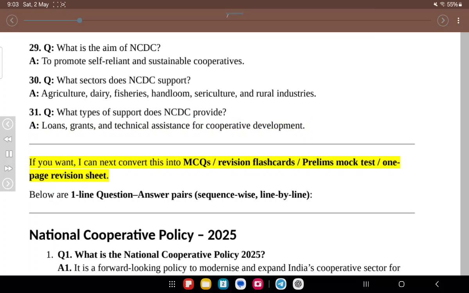If you want, I can next convert this into MCQs, revision flashcards, a prelims mock test, or a one-page revision sheet. Below are one-line question-answer pairs, sequence-wise, line by line.